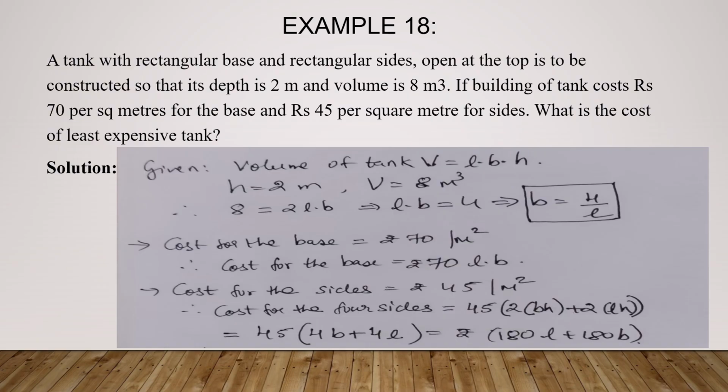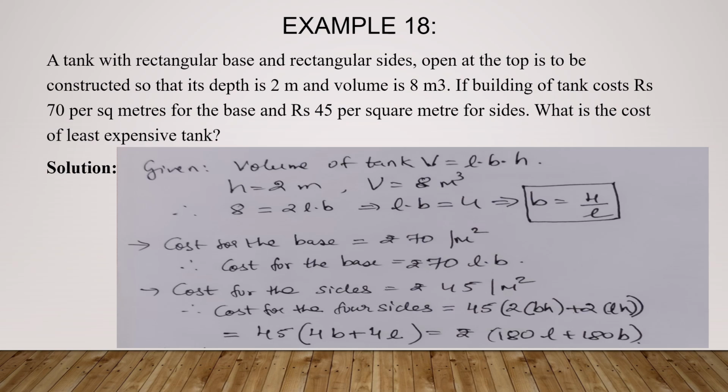Example 18. A tank with rectangular base and rectangular sides open at the top is to be constructed so that its depth is 2 meters and volume is 8 meter cube. If building of the tank costs rupees 70 per square meter for the base and rupees 45 per square meter for the sides, what is the cost of the least expensive tank? First of all, rectangular base, rectangular sides. So volume of a cuboid, we know, is L into B into H. It is given here H is 2 and volume is 8, correct? So 8 is equal to 2 into L into B, that means L into B is 4, or we can say B is equal to 4/L.